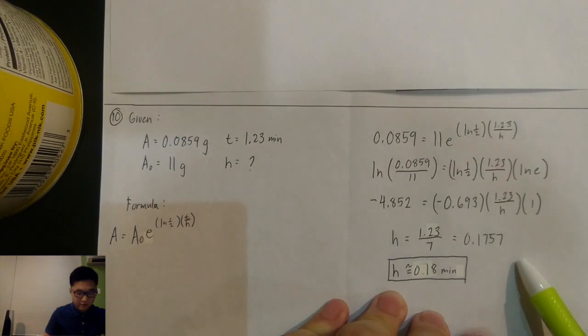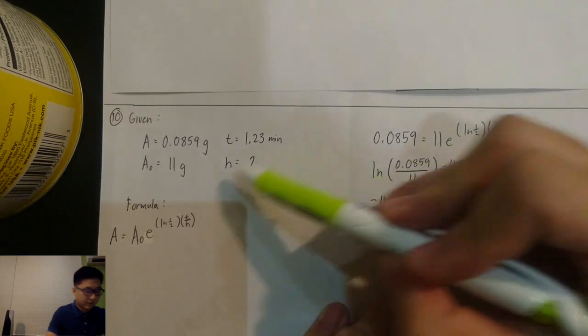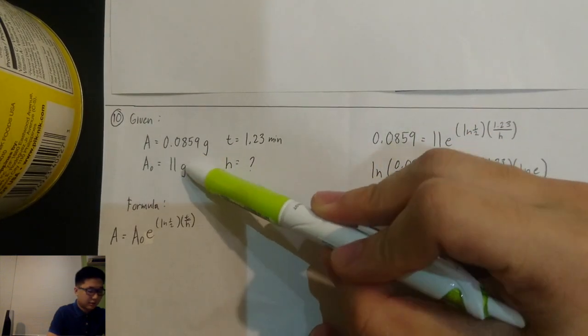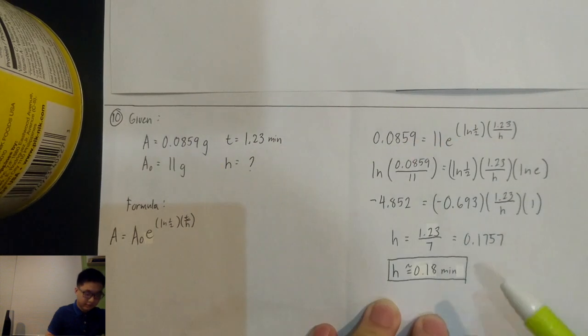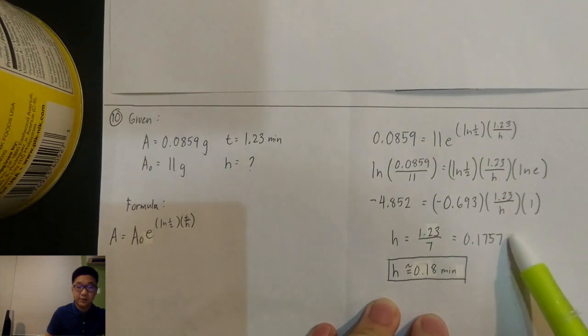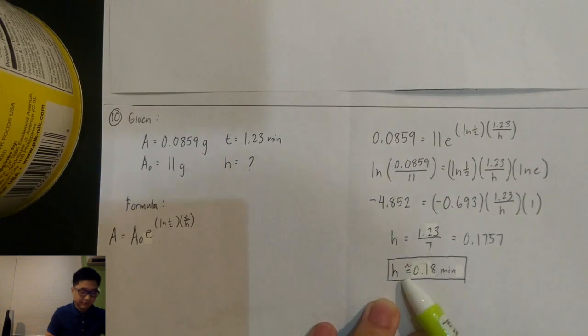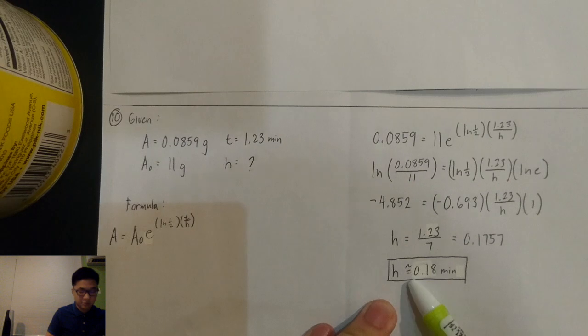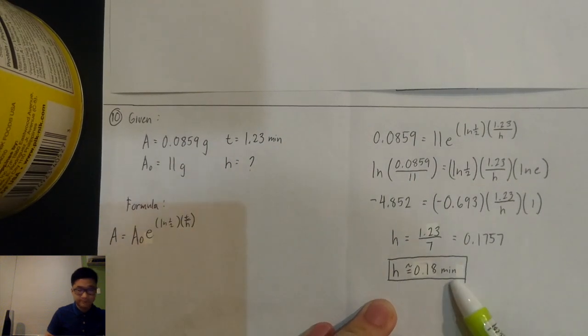0.1757. So because of sig figs, we have to go back here. We find out that the lowest number of sig figs is 2. So we just need 2 sig figs. So the answer for number 10 is the half-life is approximately equal to 0.18 minutes.